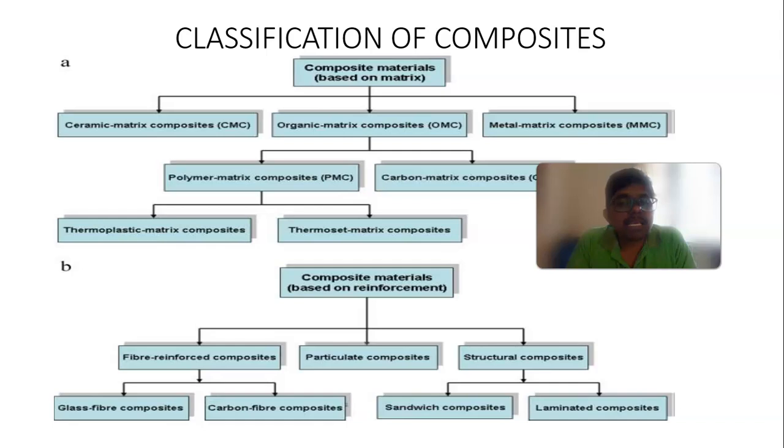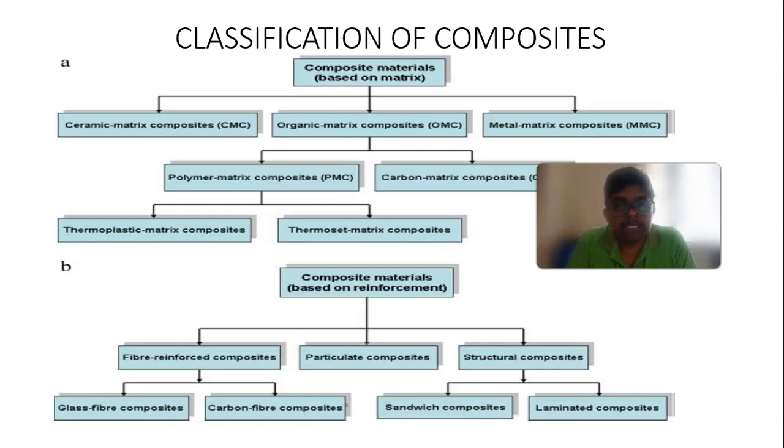The second category is particulate composites. The meaning of particulate is that it is made of particles. We make it using powder, nano powder or micro powder, which we use for manufacturing the component. This is a composition of powders. It is not made using fibers, it is made using powders.